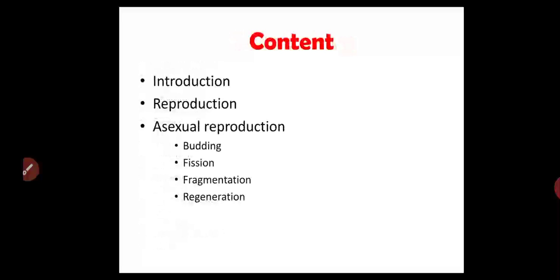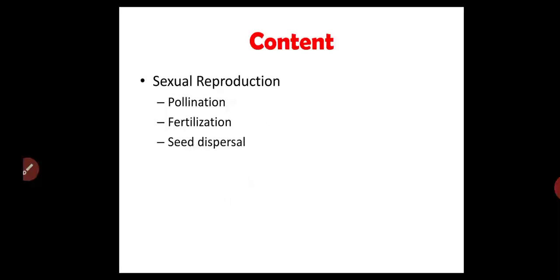The content we are going to discuss in this chapter is the introduction, reproduction, and two types of reproduction, that is asexual reproduction and sexual reproduction. In asexual reproduction, we'll learn about budding, fission, fragmentation, regeneration, and vegetative propagation. In sexual reproduction, we'll be discussing pollination, fertilization, seed formation, and seed dispersal.